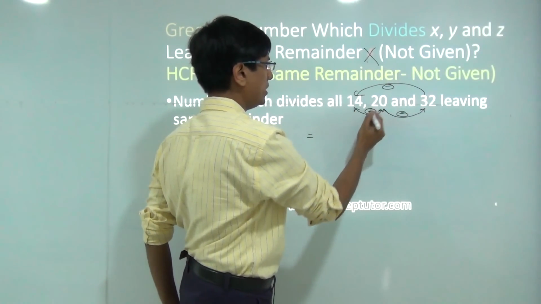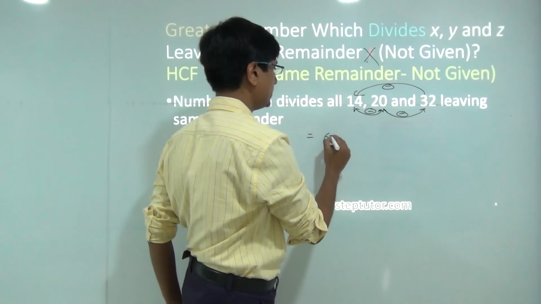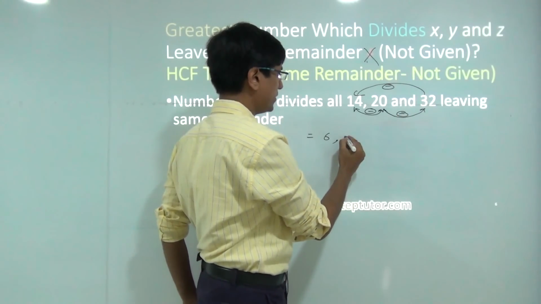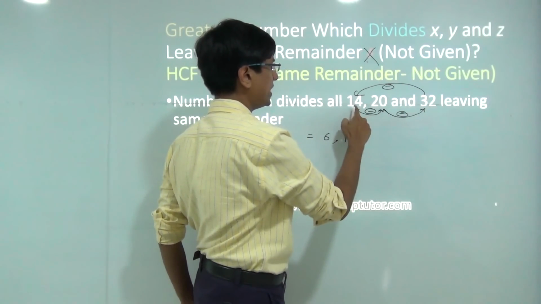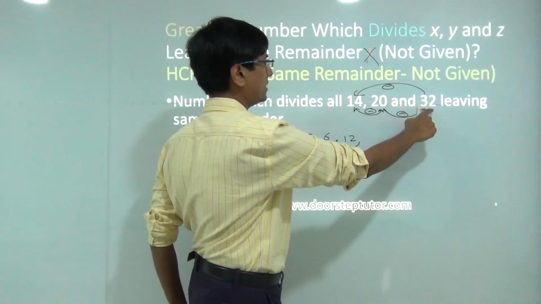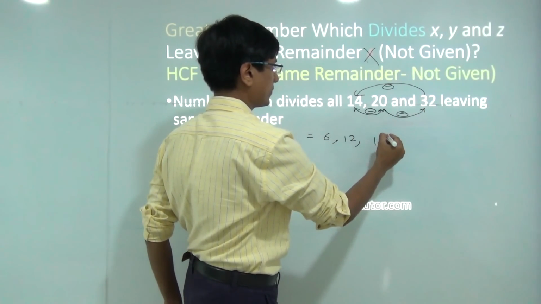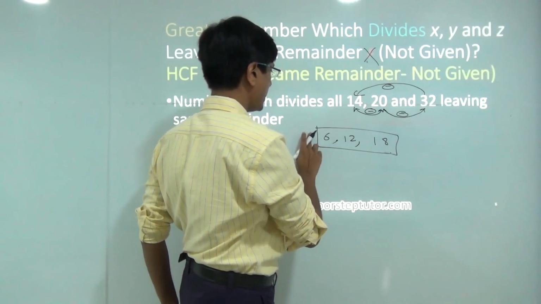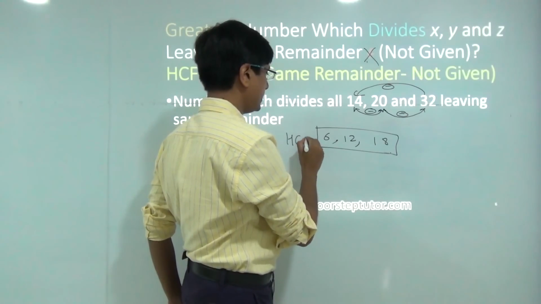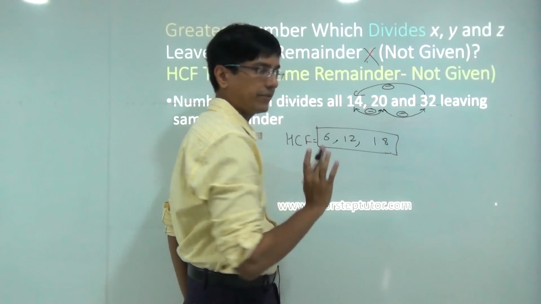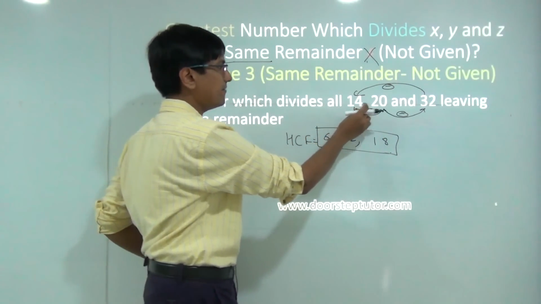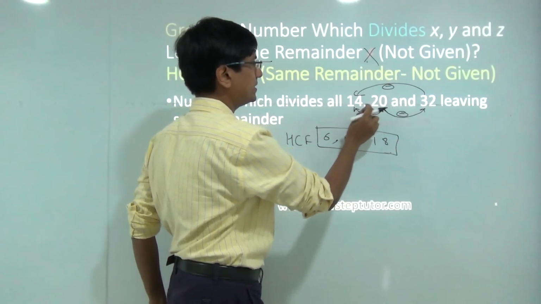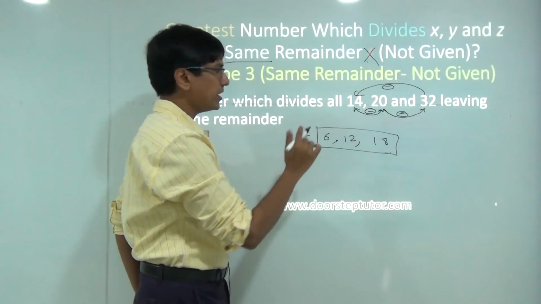So 14 minus 20 is 6, okay, we ignore the sign, we don't take sign into account at all. We take 20 minus 32, which is 12, and again we take the difference between 14 and 32, which is 18, okay. And we find the SCF of this difference. So instead of finding the SCF of these numbers, we find the SCF of the difference between consecutive numbers, okay.